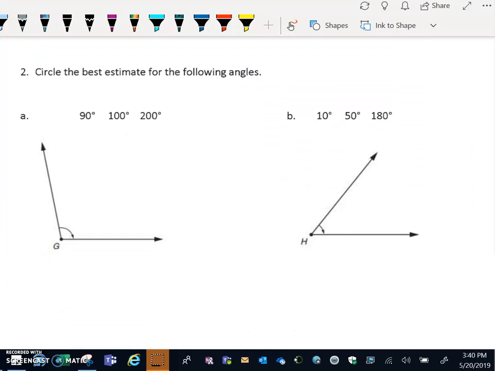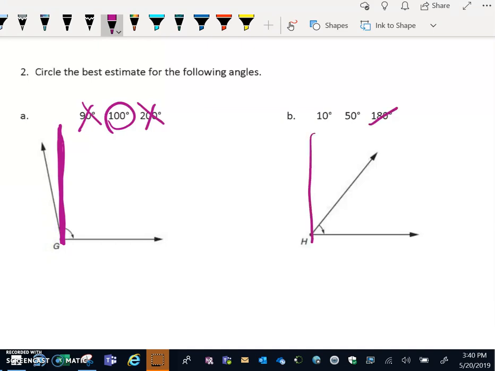Now we have to estimate. I know 90 degrees is a benchmark angle that is straight up and down. If 90 degrees makes a perfect square, it's not 90, it's definitely not 200. 100 is the best answer. And I remember from our estimation with our benchmark angles that 180 is a straight line, 45 is half of 90, and this sure looks like about half of 90, so 50 is a good estimate.